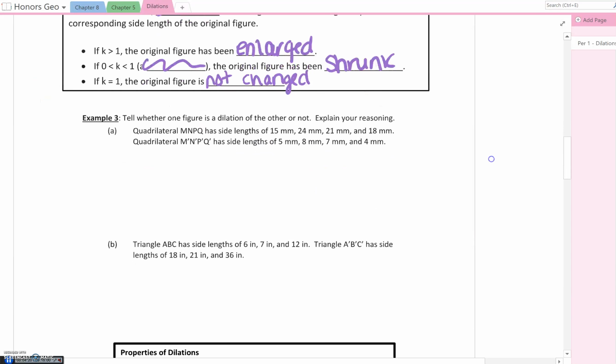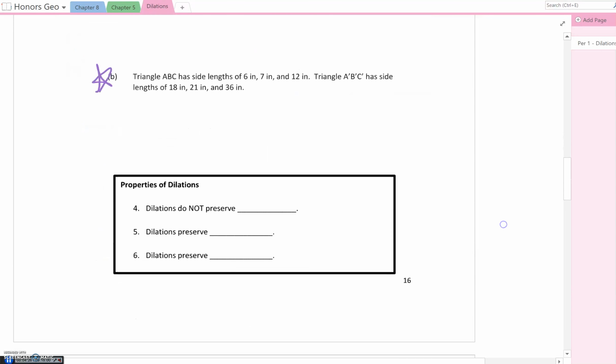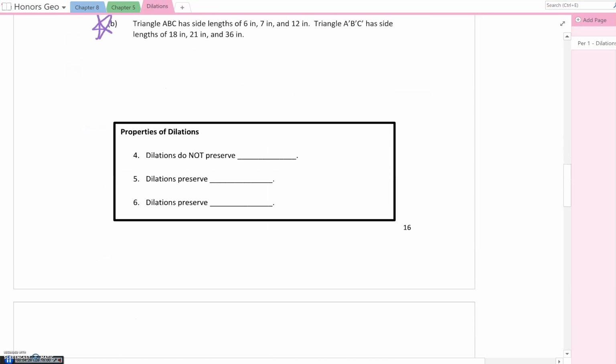Okay? This stuff right here is just review from what we did in previous sections. I don't need you to do this. If you want to do the problems, you can. And just a very quick few properties about dilations. They do not preserve congruence, which means that when you dilate this triangle, it is not congruent. However, it does preserve the angle measurements.